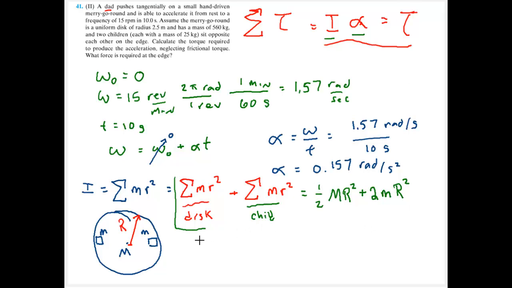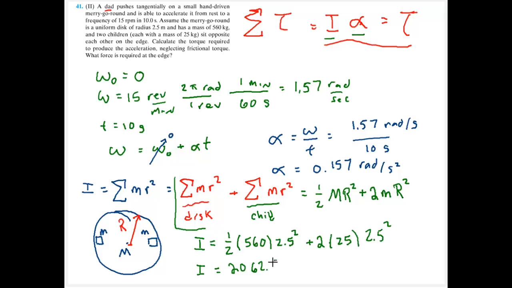So I can go ahead and calculate my rotational mass here. So it's going to be 1/2 multiplied by the mass of the merry-go-round. That's going to be 560 kilograms. The radius of this is going to be 2.5 meters. Square that. And I'm going to add 2, multiply that by the mass of the children, 25, and another 2.5 squared. So I'm going to come up with a rotational mass that is equal to 2062.5.